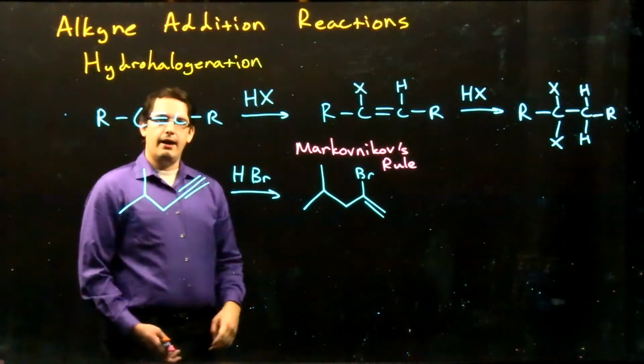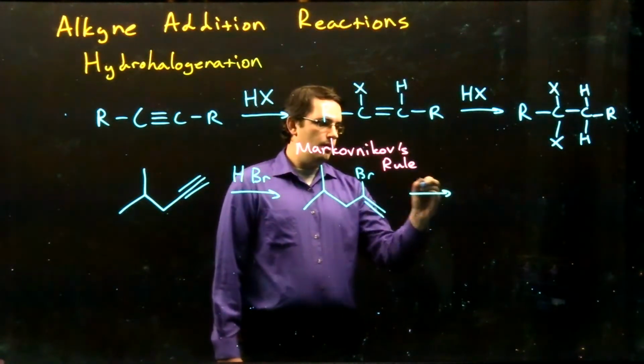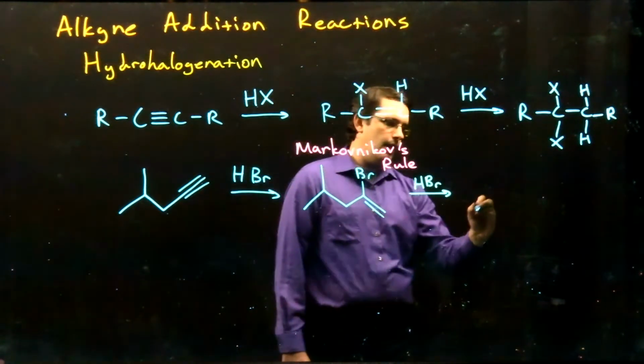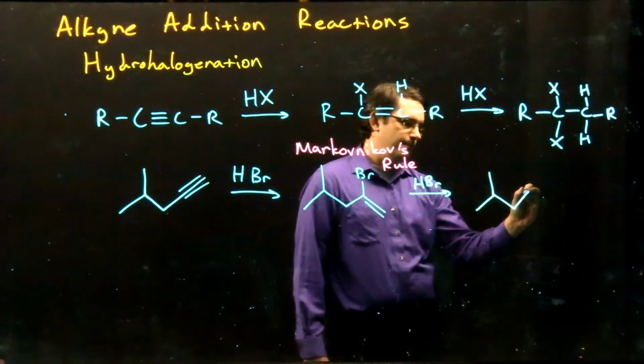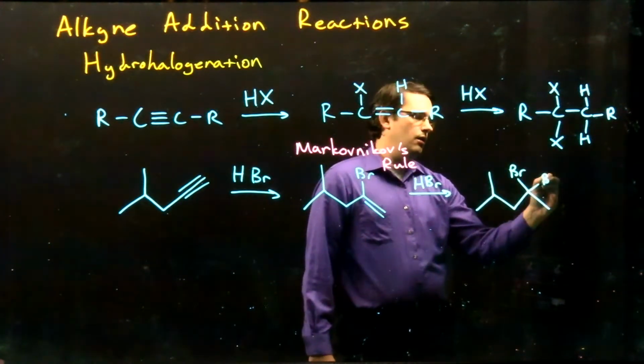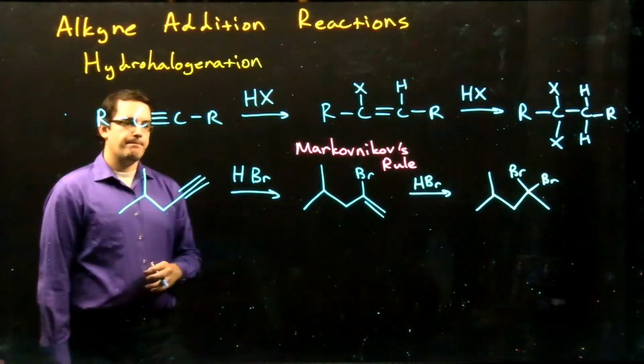And again, if we have excess of our hydrogen halide, we would add that on again, doing one step further than our alkene addition reaction. We again follow Markovnikov's rule, producing our geminal dihalide.